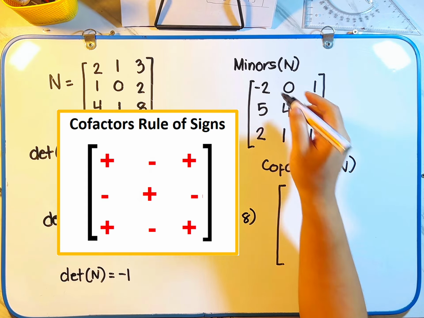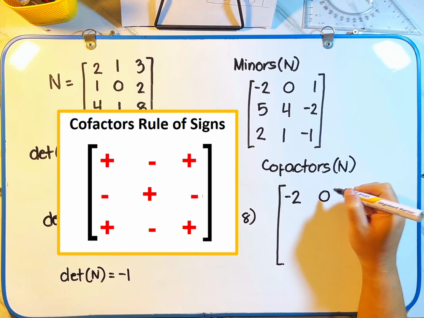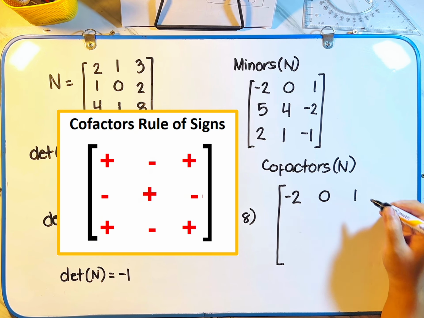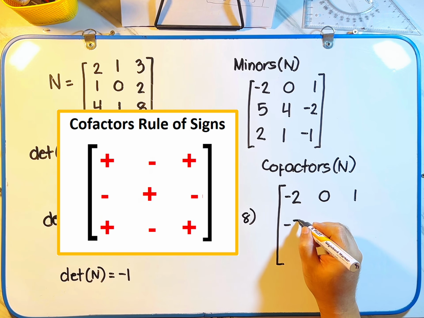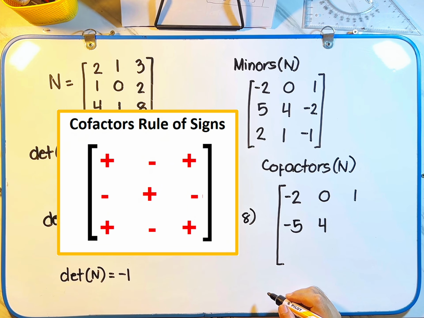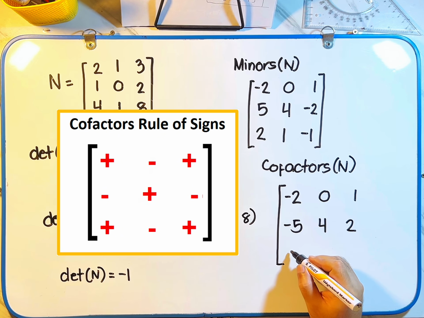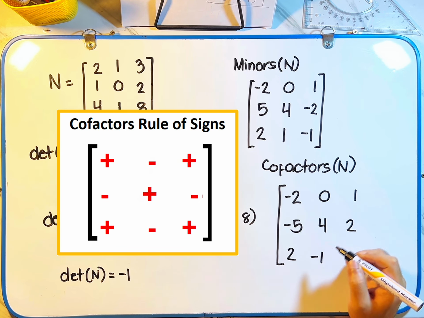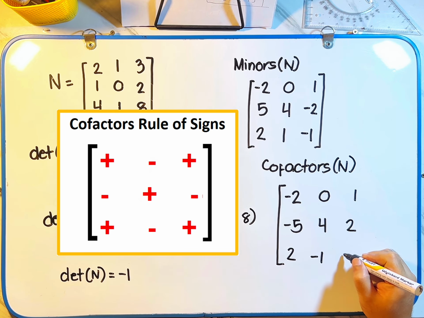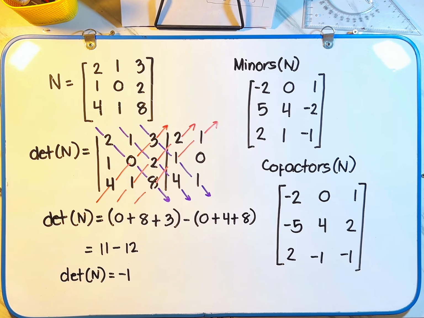Negative 2 times positive, still negative 2. 0 times negative, still 0. 1 times positive, still positive 1. 5 times negative is negative 5. 4 times positive is 4. Negative 2 times positive, rather negative, becomes positive 2. 2 times positive is positive 2. 1 times negative is negative 1. And negative 1 times positive is negative 1. Therefore, this is our cofactors.